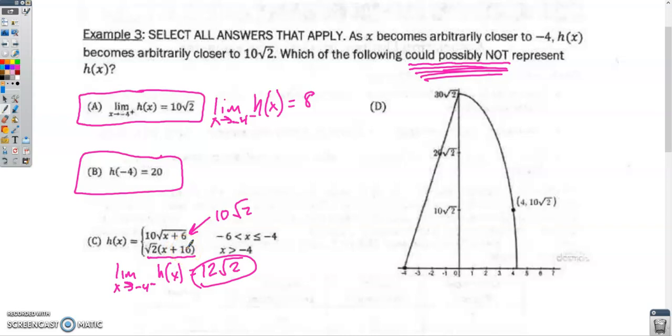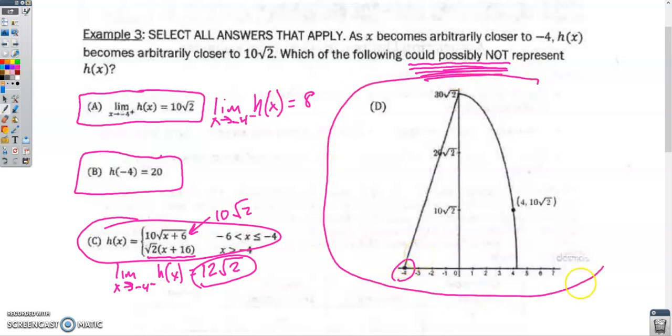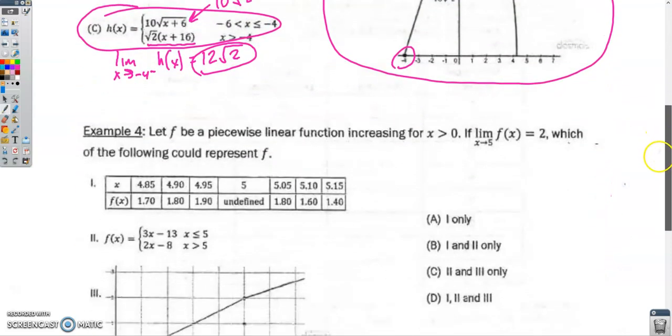If we're saying that x becomes arbitrarily closer to negative 4, h of x becomes arbitrarily closer to 10 root 2, we want that to happen from both sides. So this one works as well. And then part D, if we look at what happens as x approaches negative 4, it appears the function value is approaching 0. So again, that one's not going to represent. So it is entirely possible that none of these are actually the function h of x that we're talking about in this example. All right, last one.